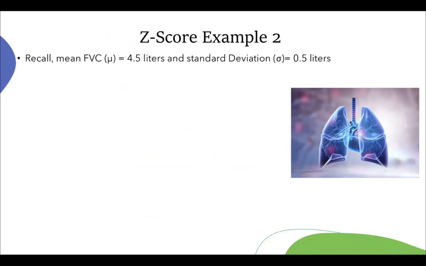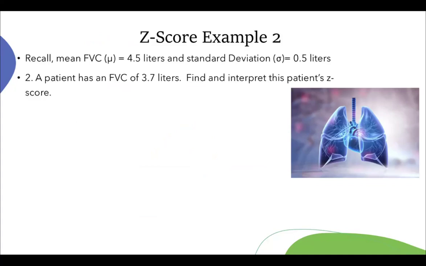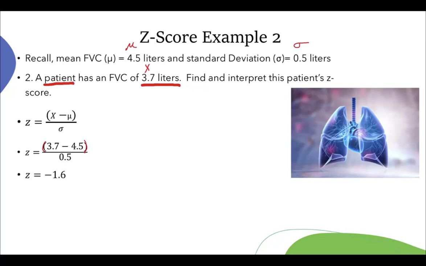Okay, let's look at example number 2. With the same mean and standard deviation, let's find the z-score for a patient with an FVC of 3.7 liters. Let's interpret that patient's z-score. So using X, the data value, this time as 3.7, we're going to stick with the same mean of 4.5 and the same standard deviation of 0.5. Using the z-score formula again, plugging in 3.7 for X minus 4.5, wrap that in parentheses and divide it by 0.5. And we're going to get an answer of negative 1.6.